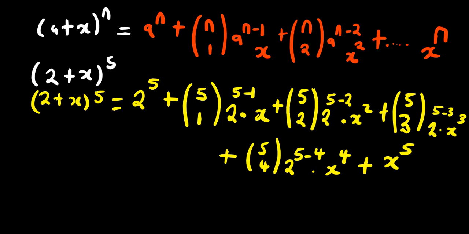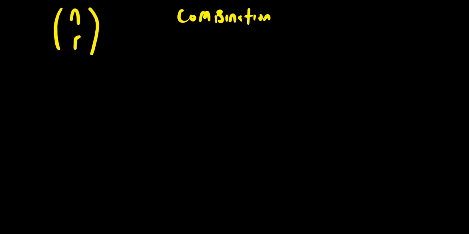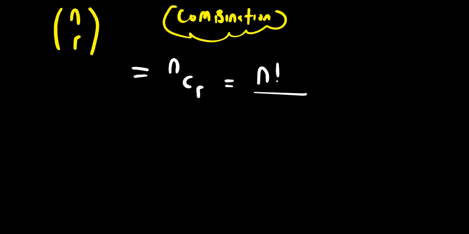Before we start solving this one, I have to mention something very important: combinations. If you've got n and r, this is called a combination. So how do we solve a combination? n choose r, or n combination r, will be equal to n factorial over n minus r factorial, then r factorial.